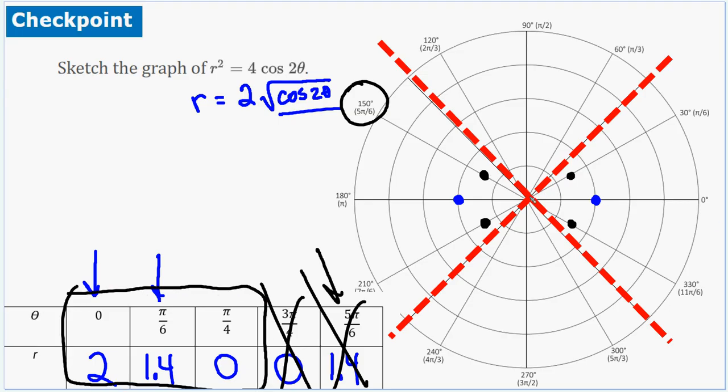But we can see here, counting when we cross at the origin, we have a petal out here in quadrants 1 and 4. We have another petal going over here in quadrants 2 and 3. And there's our graph of a lemniscate. And that finally is the end of our polar graphing section.